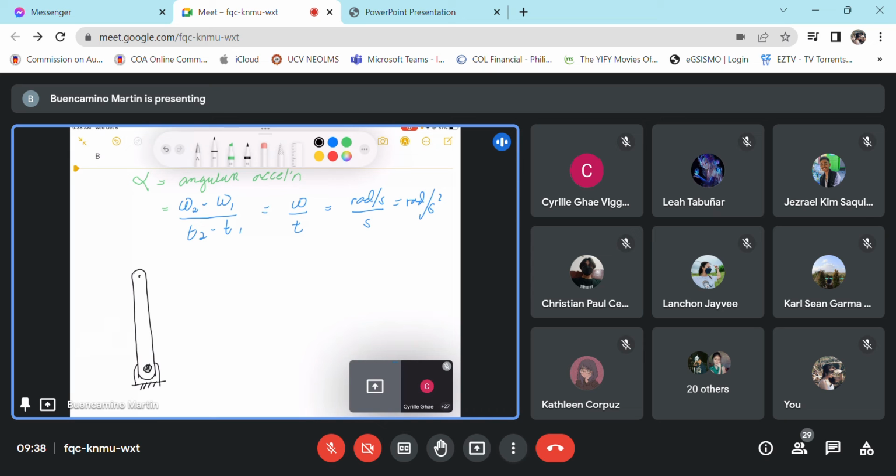Here is our point O, this is our point A, and that is the path of point A. There is another description of motion pertaining to point A, which is tangential velocity. And we make use of the Greek letter nu, N-U.